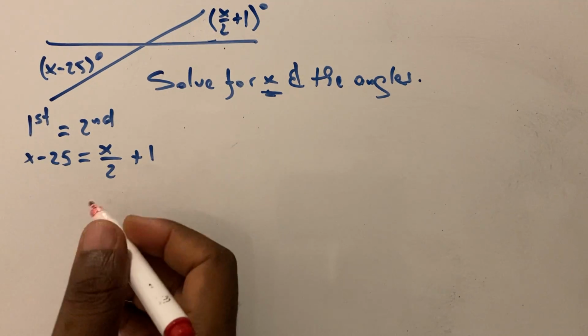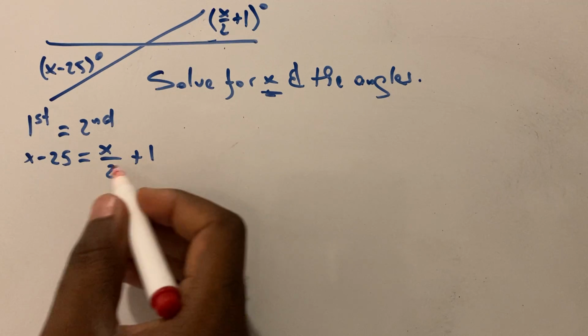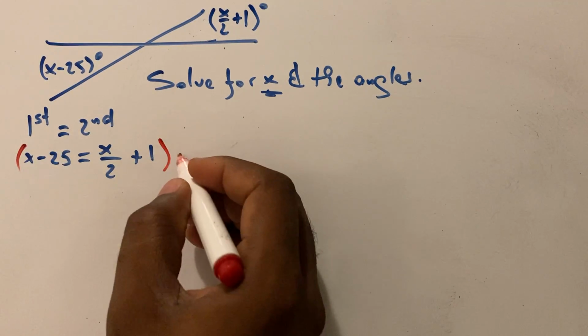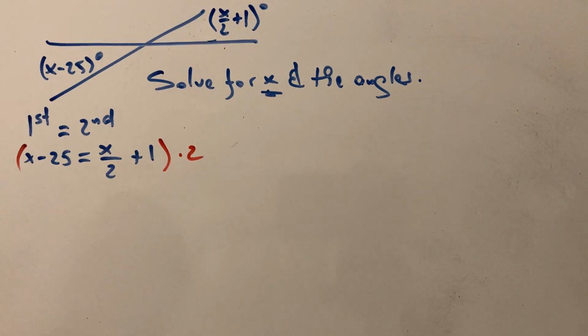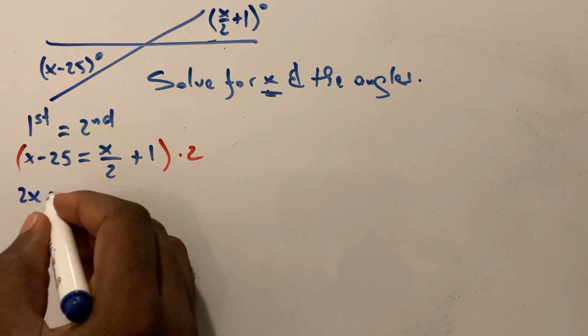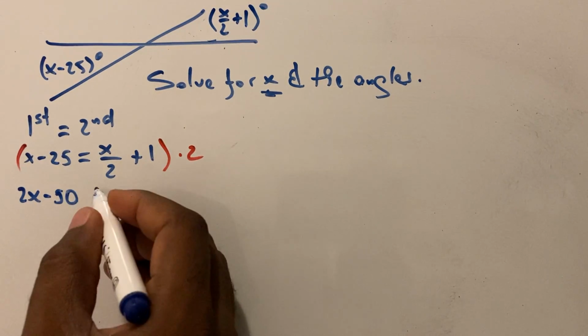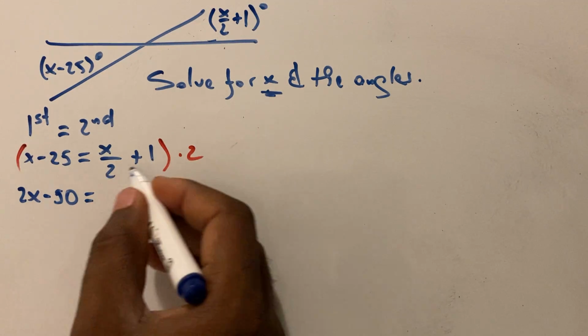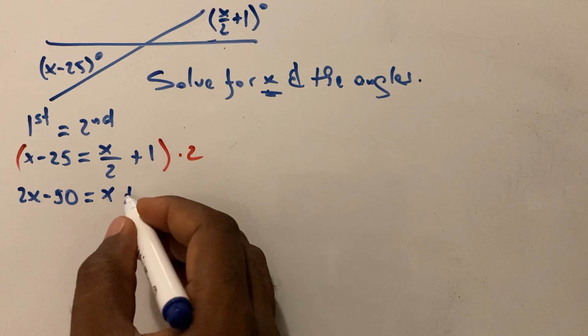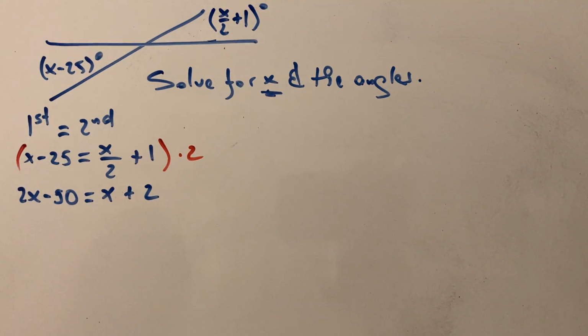Another thing to know here is that in another video of mine, I showed you how to solve rational equations. In this case, there's a denominator here. You can multiply by the LCD. So I'm going to multiply everything by 2 so I can get rid of that denominator. So by 2, you'll have 2x minus 50, okay, equals, 2 would cancel the denominator here, so it would be x only plus 2 times 1, which is 2.